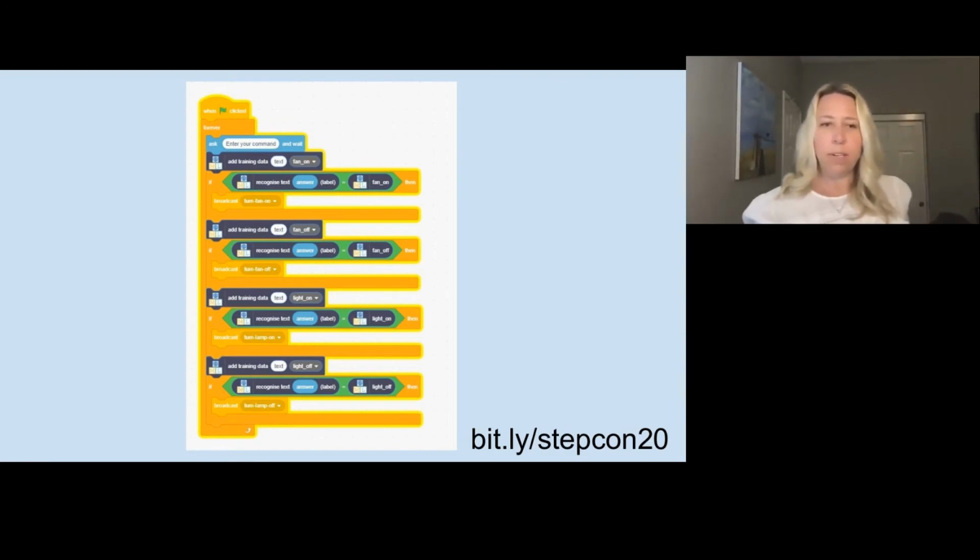So I'll talk about this block in a second, but I've added recognize the text and the answer for those labels. Remember those buckets were called labels. And turn the fan on. Recognize the text for the label fan off, right? Recognize the text, turn the light on, recognize the text, turn the light off. These additional blocks that I added that say add training data, that makes it possible for me to go back to that machine learning for kids page and add in new things that I want the computer to recognize.